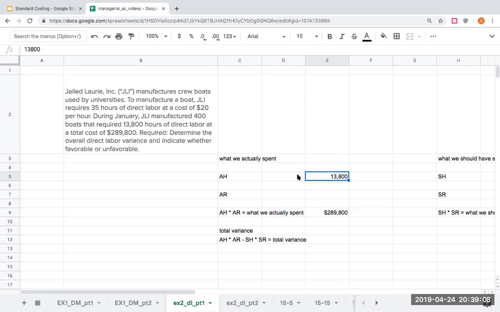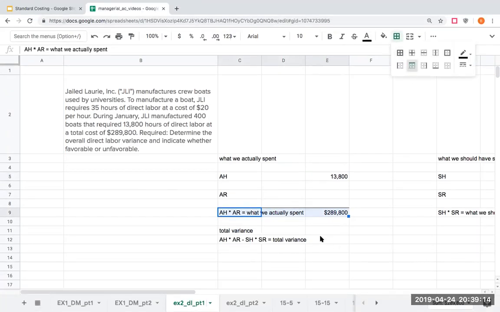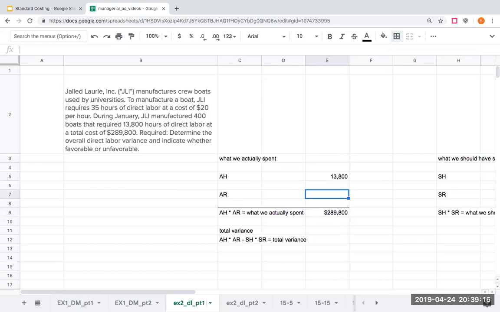So if I spent 13,800 hours for a total cost of $289,800, that must mean my actual rate was $289,800 divided by 13,800, or $21. So how did I get this? It was $289,800 divided by 13,800.